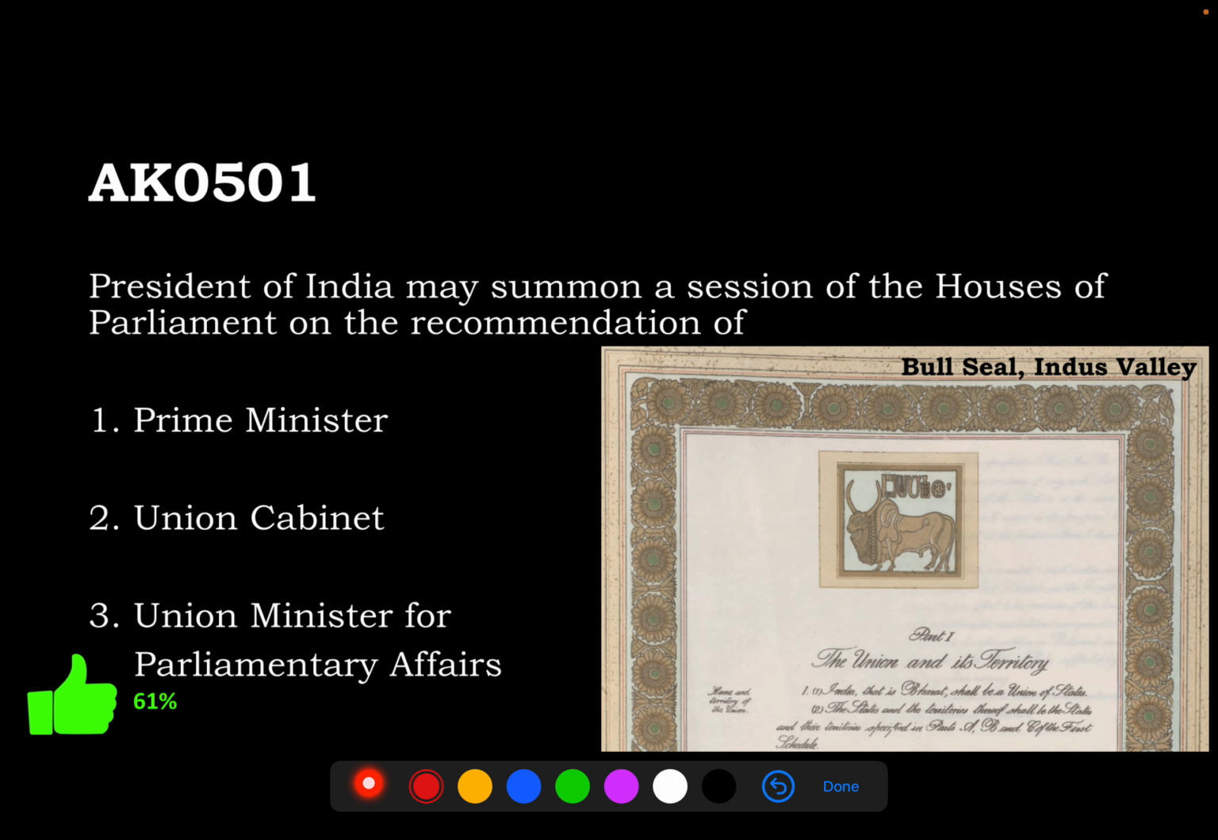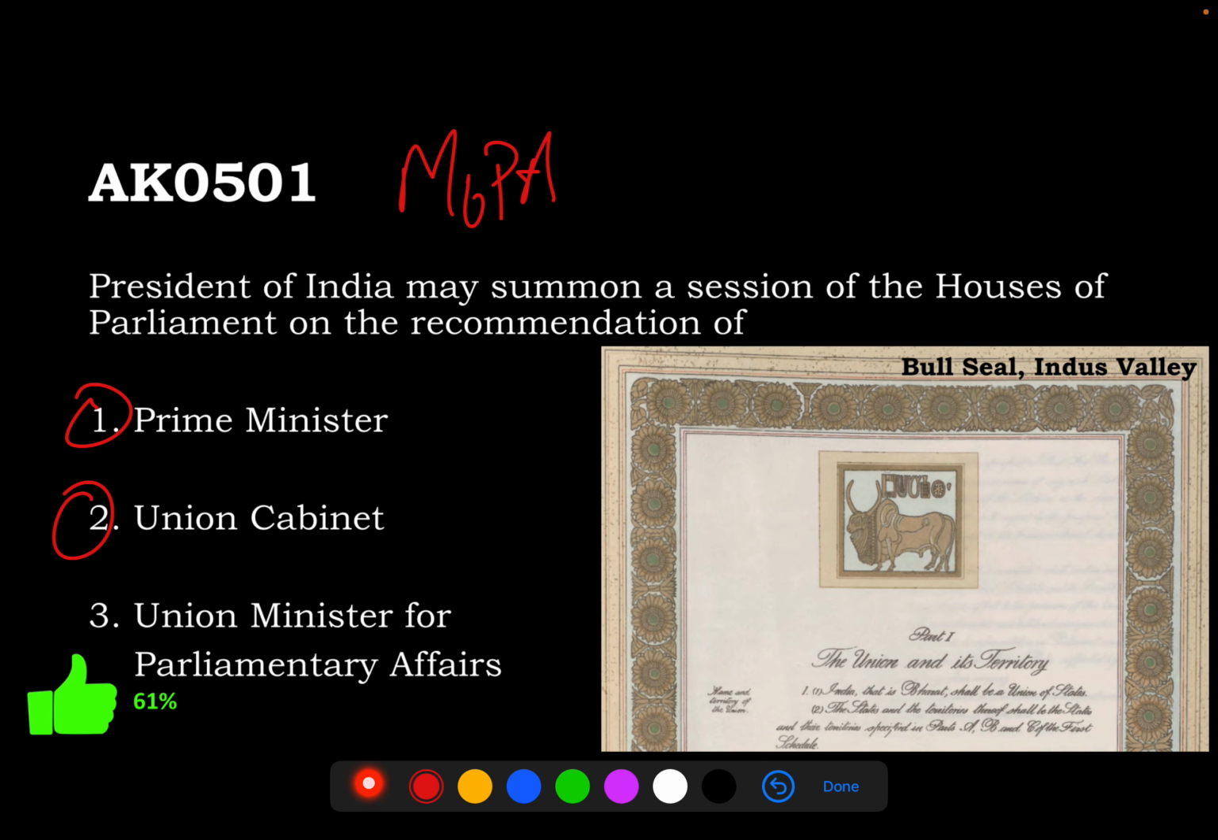It is about the summoning of the sessions, and it says the President of India may summon a session of the Houses of Parliament on the recommendation of some options have been given. According to the Ministry of Parliamentary Affairs handbook, the President of India exercises the power to summon the Houses on the recommendation of either the Prime Minister or the Union Cabinet.